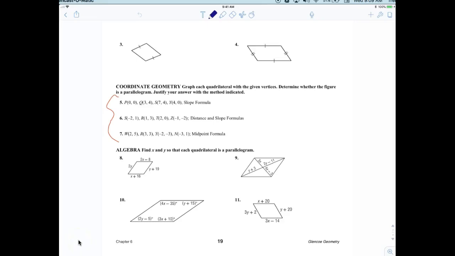5, 6, and 7. All right, we're going to go through how you prove that those are parallelograms, given the fact that they are coordinates. All right, and again, it's so very simple. I promise, it's so very easy.